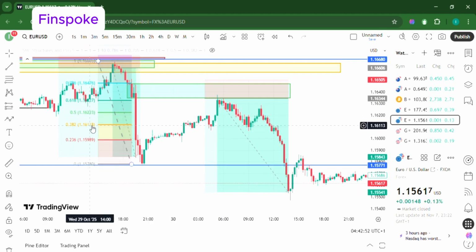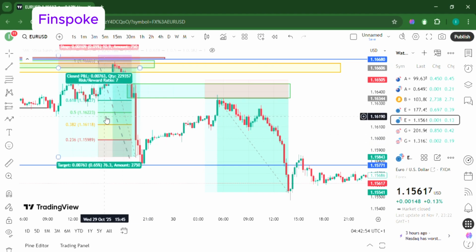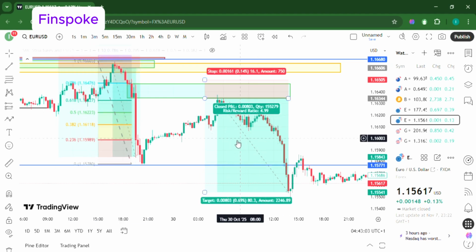This particular trade was New York session, and this particular trade was London session, the 2 trades. So this is the setup. My first sell entry was at 1.16606, SL at 1.1675, while the TP is 1.15843. This gave me a 1:7 risk to reward ratio.